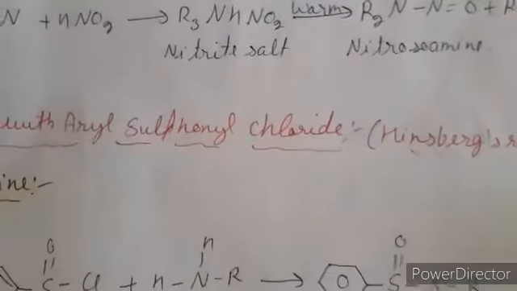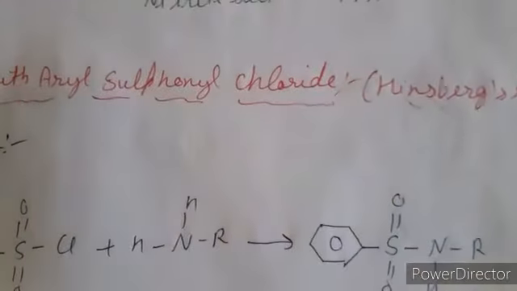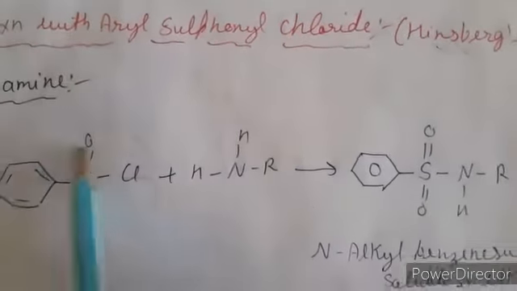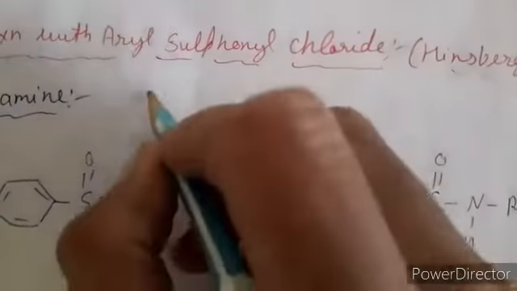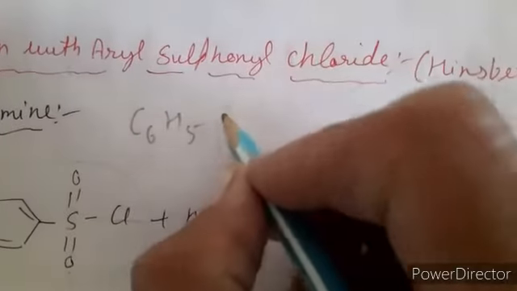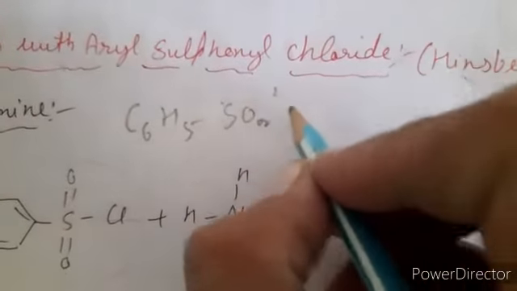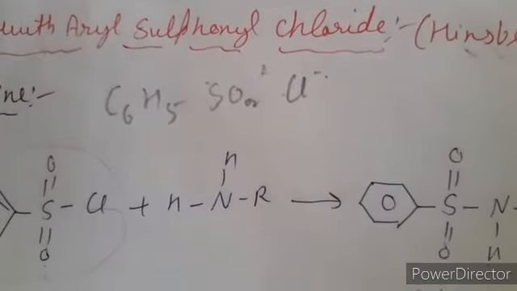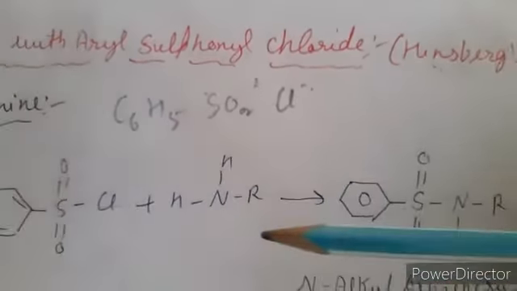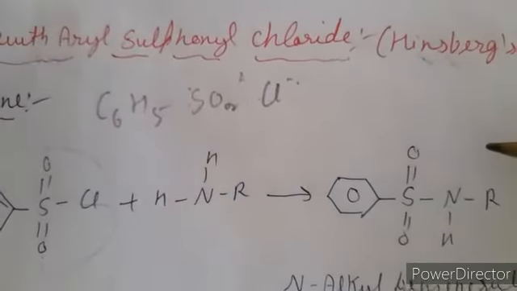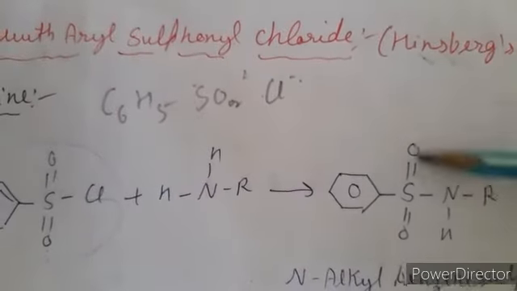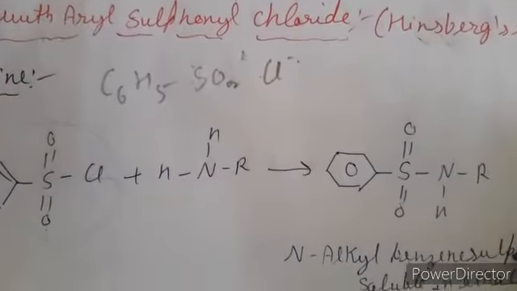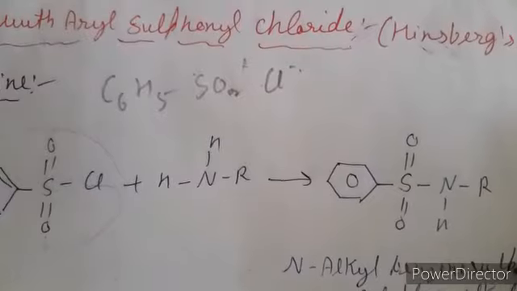Next, another test is the reaction with aryl sulfonyl chloride, known as Hinsberg reagent. It is also written as C6H5SO2Cl. When it reacts with a primary amine, it produces N-alkyl benzene sulfonamide, which is soluble in alkali such as KOH, producing a potassium salt that is water soluble.